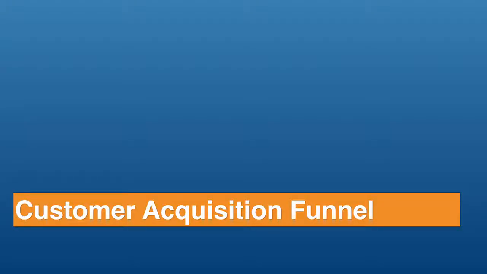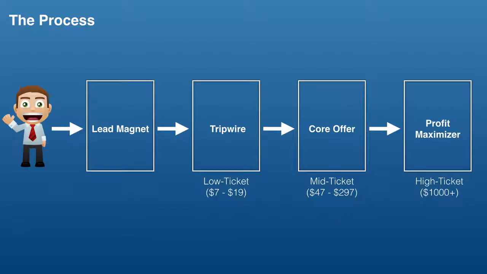In this video, I want to give you a brief overview of what a customer acquisition funnel actually is. The customer acquisition funnel that we built consists of 4 elements. It's a lead magnet, a tripwire, which is a low ticket item, a core offer, which is a mid ticket item, and a profit maximizer, which is a high ticket item.